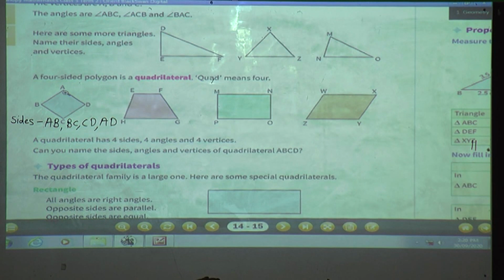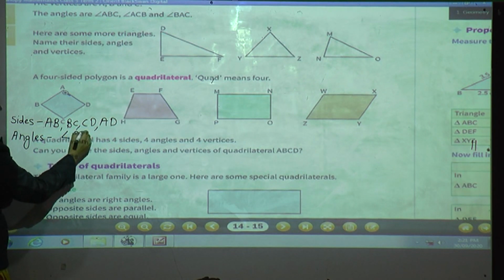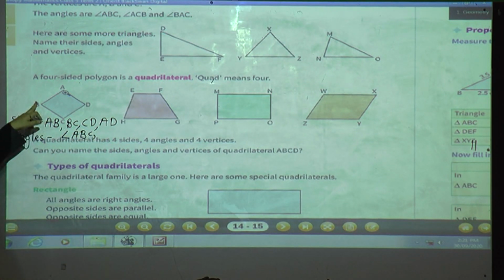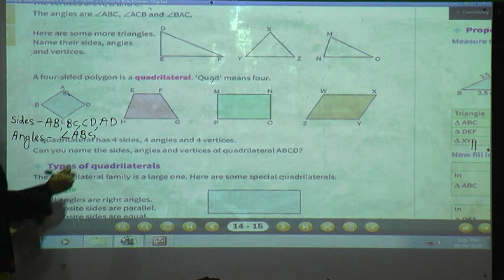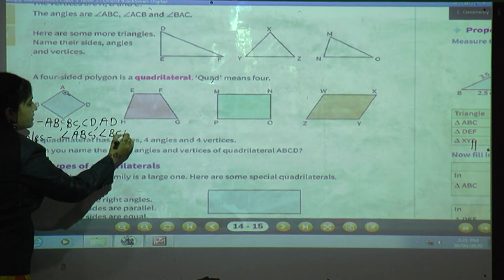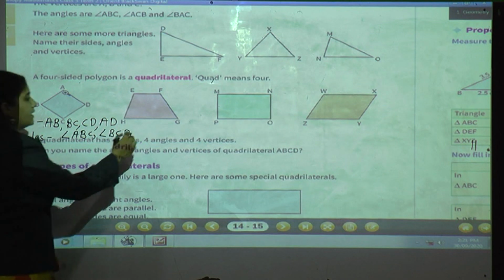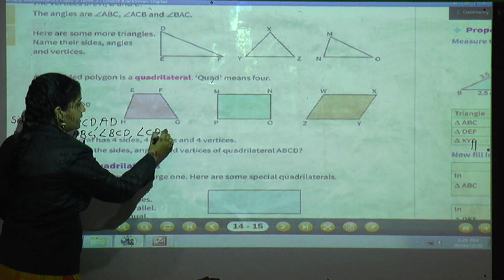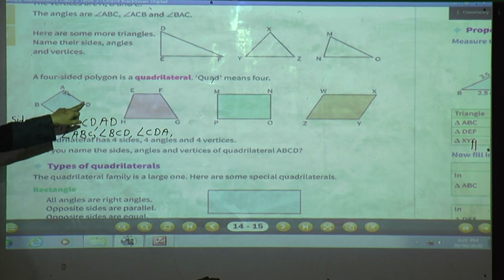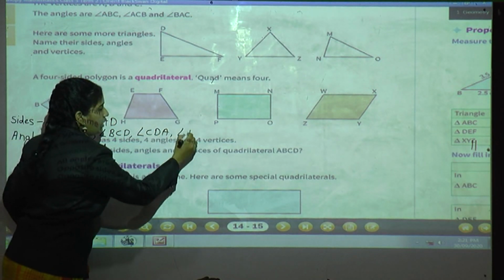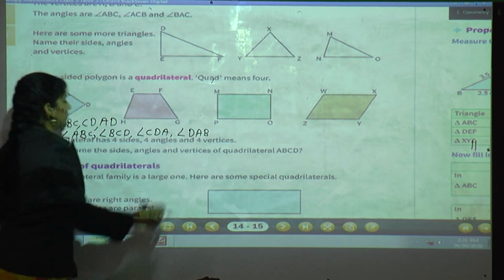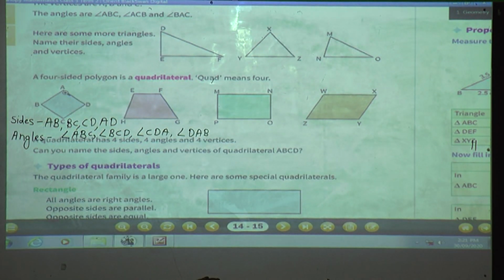Now, angles. Tell me angles. Angle ABC. Second one, angle BCD. Third one, angle CDA. And the last one is angle DAB.